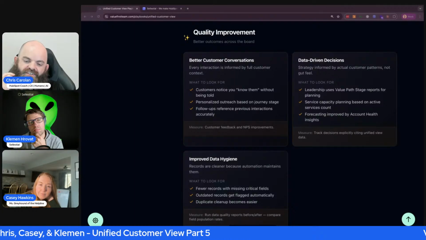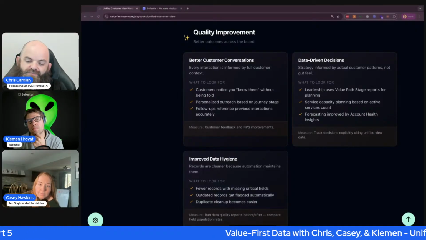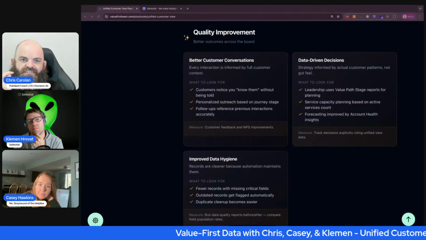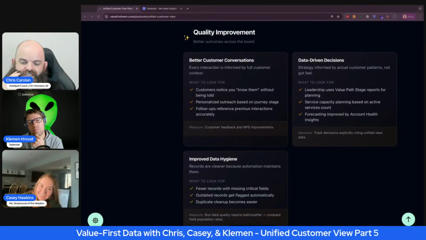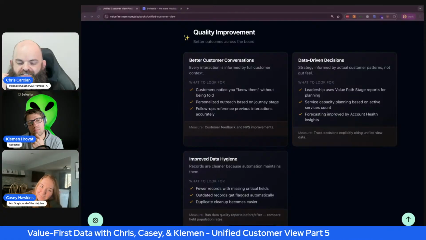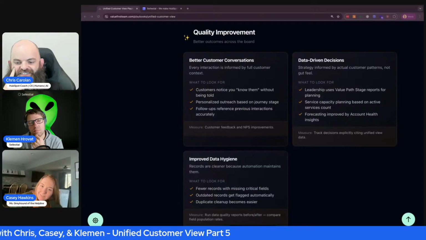Number 3, coordination improvement in month 2. Cross-team handoffs are smoother. Notifications are driving proactive action. Or I'd say maybe you have a lot fewer notifications because people are just using the view. And then full adoption. Indicators are visible and the team can't imagine working without the unified view.